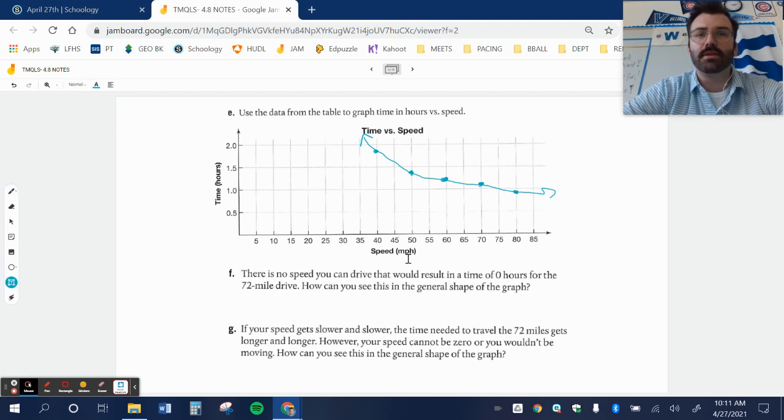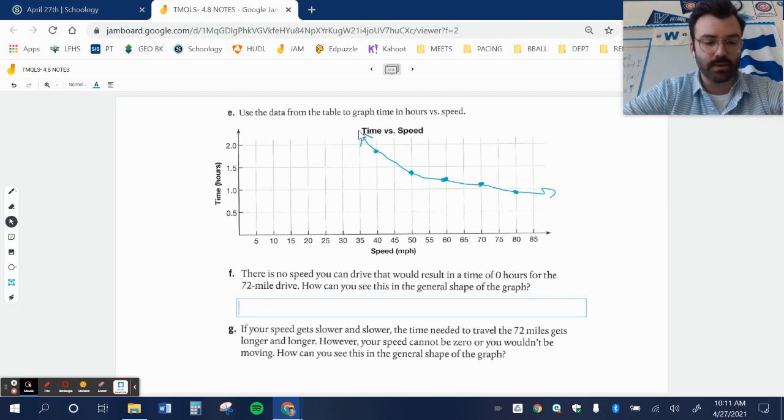Part F says there is no speed you can drive that will result in 0 hours for the 72 mile drive, which makes sense, because then you wouldn't be driving. How can you see this in the general shape of the graph? Well, this is the speed, right? If I had hit 0 hours, our graph would cross this axis right here, the x-axis. So you can see the graph never touches the line.